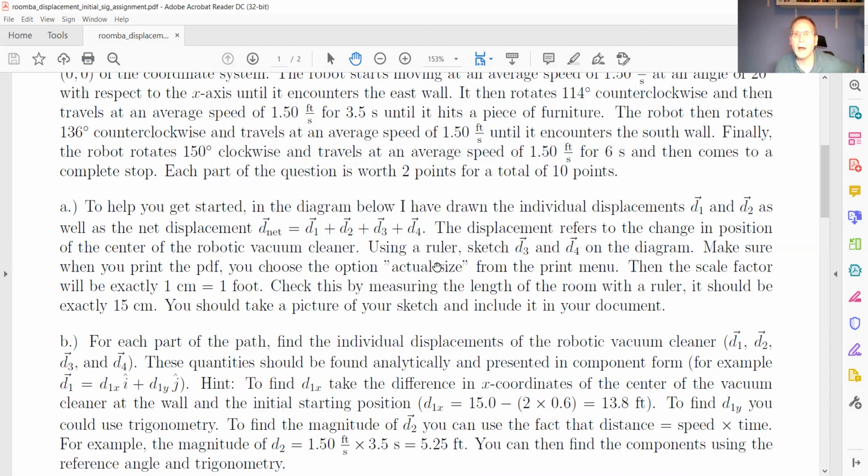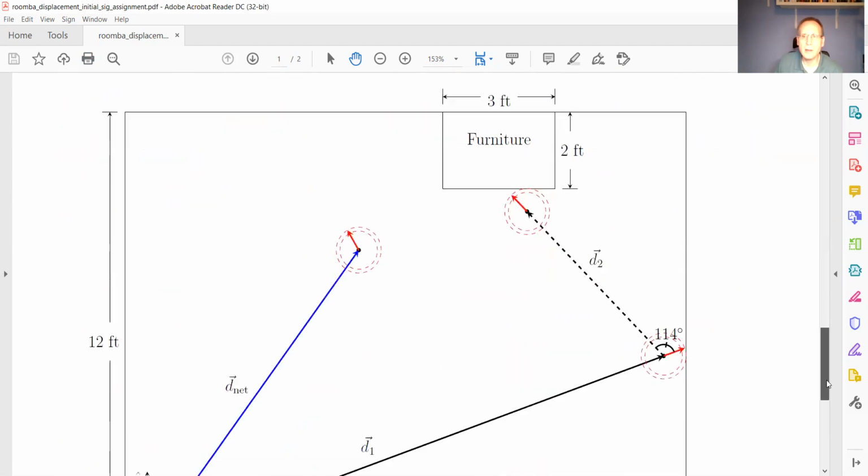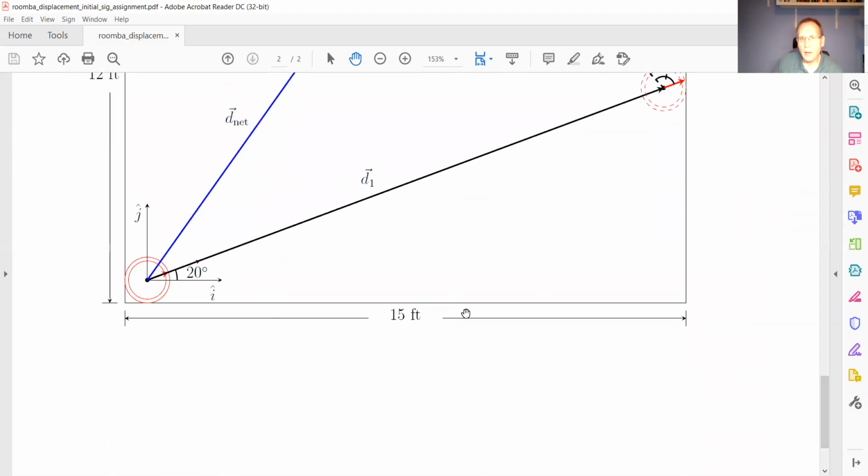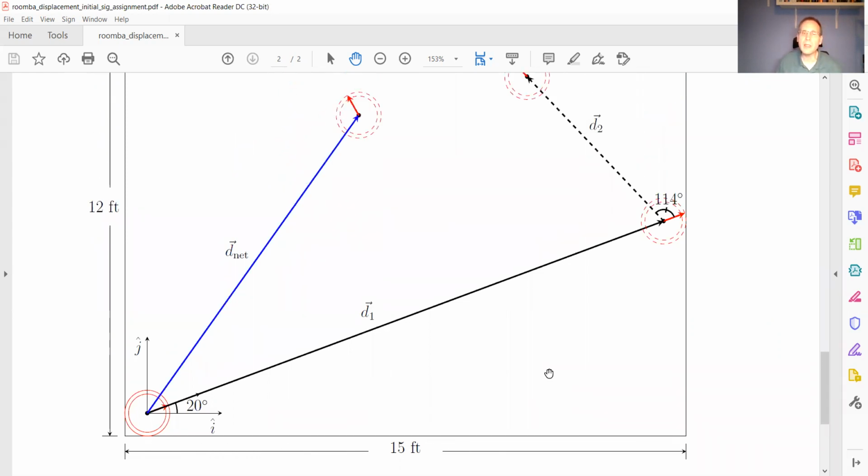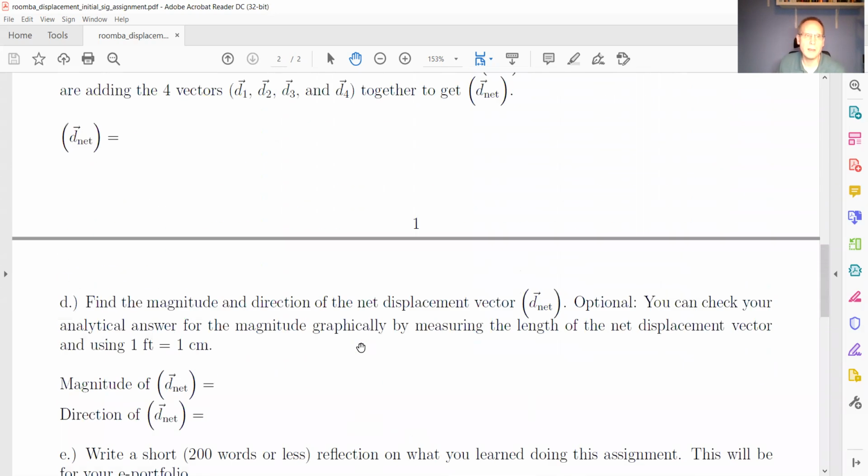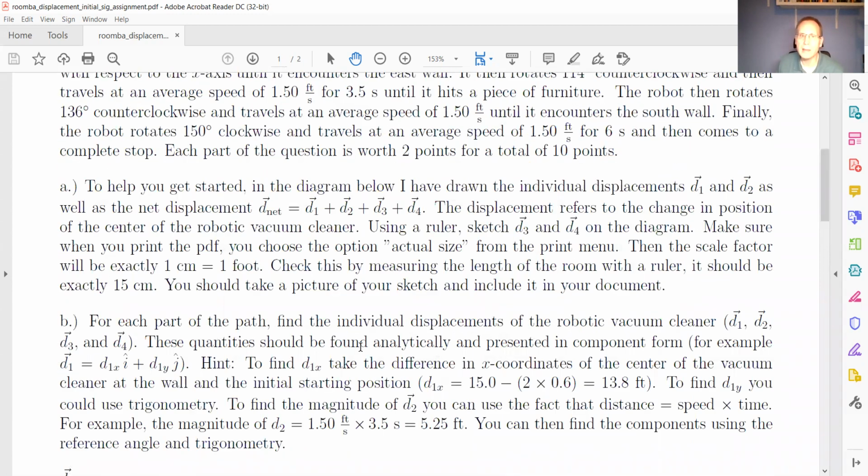I have it set up so that 1 centimeter is exactly 1 foot. In the problem itself, we're talking in feet, but in the picture, 1 centimeter equals 1 foot. You can check this by measuring the length of the room here. Because it's 15 feet and 1 centimeter is 1 foot, you should find that this measurement is exactly 15 centimeters when you print it out. This will be good because later you can check these magnitudes and make sure the lengths are correct, like what you actually got for each length. So print it out, make sure it's actual size, and then sketch. D1 and D2 are done for you. You want to sketch D3 and D4, knowing that you have to end up right at that final position.